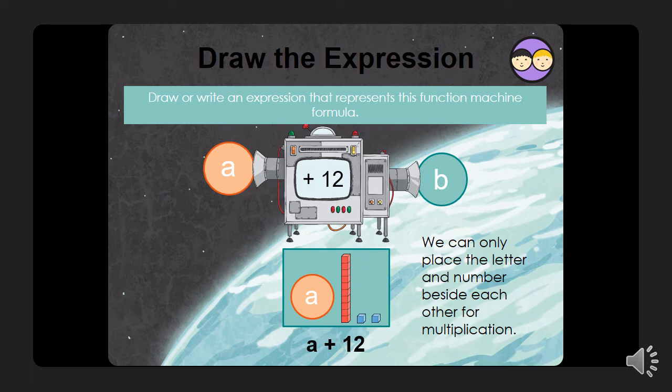We can only place the letter and number beside each other for multiplication. So we couldn't in this case write 12A because that would mean 12 times A. But this is A add 12 or 12 add A. So we have to write that addition symbol between them.